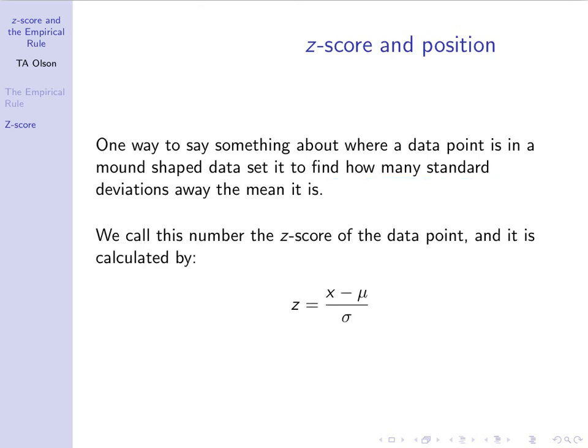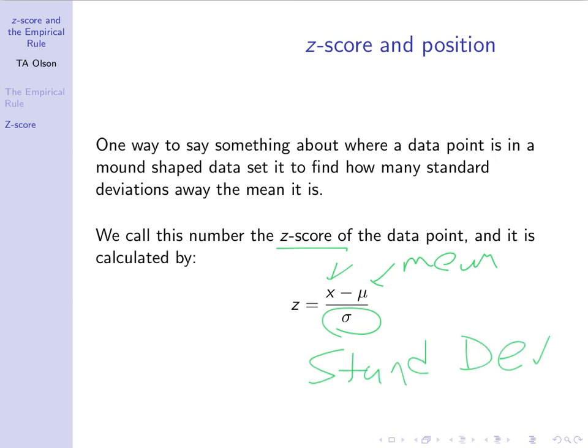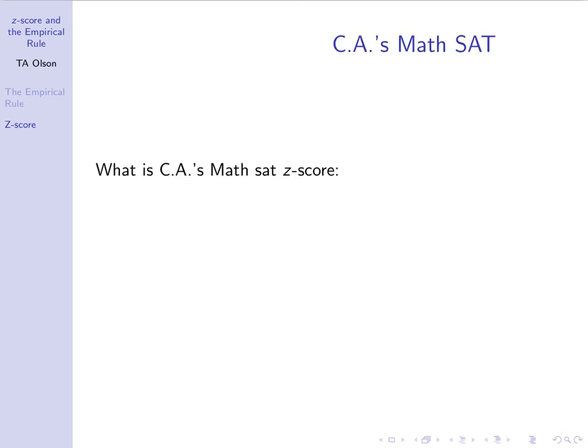We call this number the z-score for the data point. It's calculated by taking the data value minus the mean, and then we take that result and divide by the standard deviation. So why don't you figure out what Chifaru's math z-score is. Hit pause, do the calculation, and I'll show you what I got next.